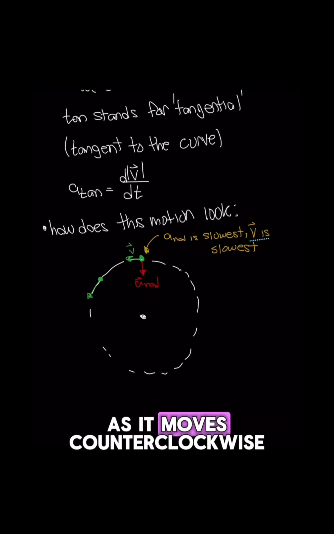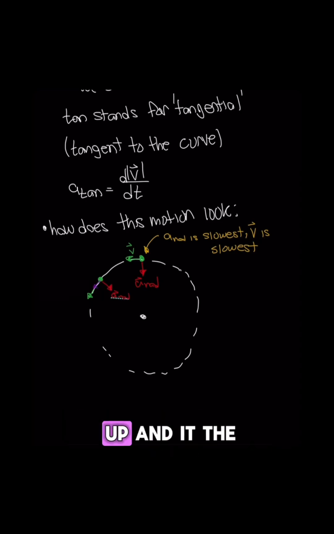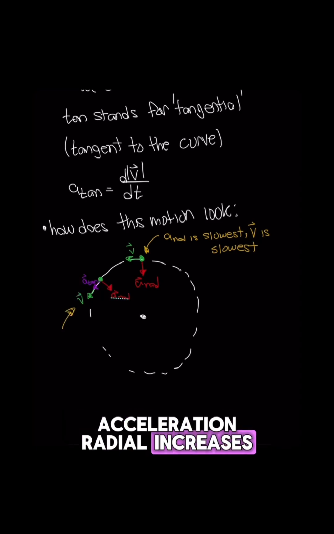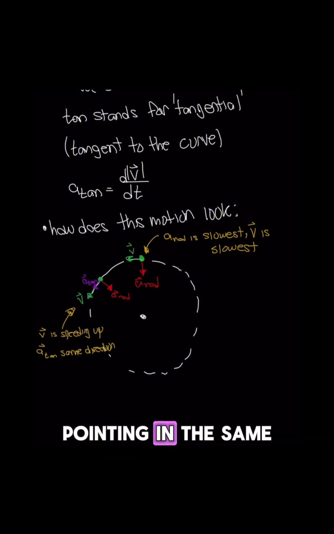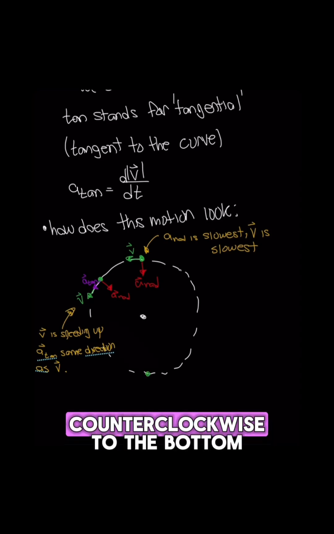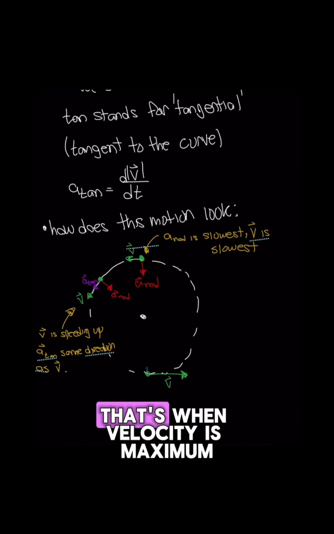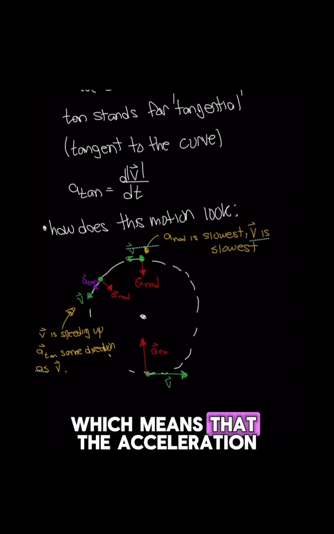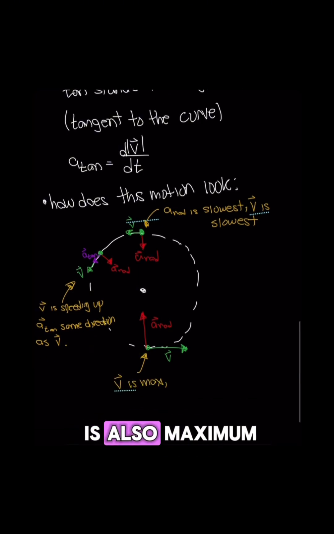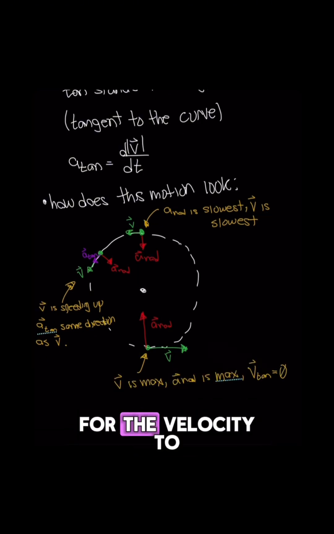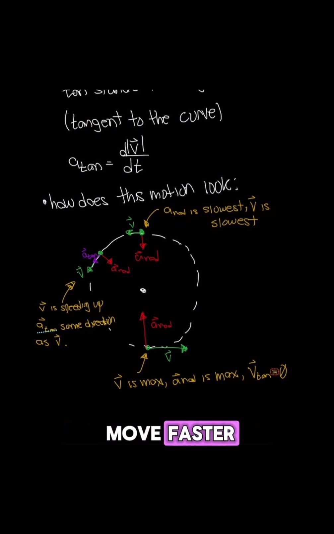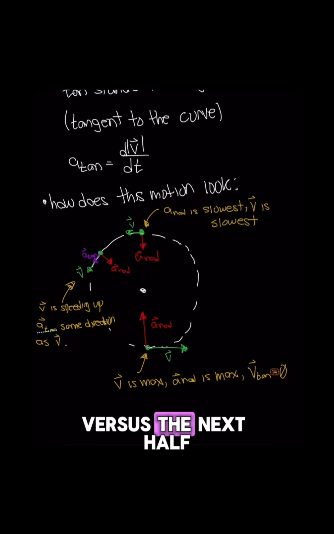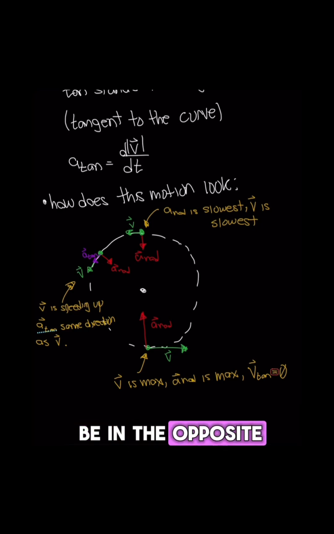Then as it moves counterclockwise, velocity starts to speed up, and the radial acceleration increases, but it also picks up a tangential acceleration, pointing in the same direction as v. As it continues counterclockwise to the bottom of the motion, that's when velocity is maximum, which means that the acceleration in the radial direction is also maximum. This makes sense for the velocity to be maximum at the bottom because gravity is helping it move faster throughout the motion to the bottom, versus the next half, where gravity is in the opposite direction to it.